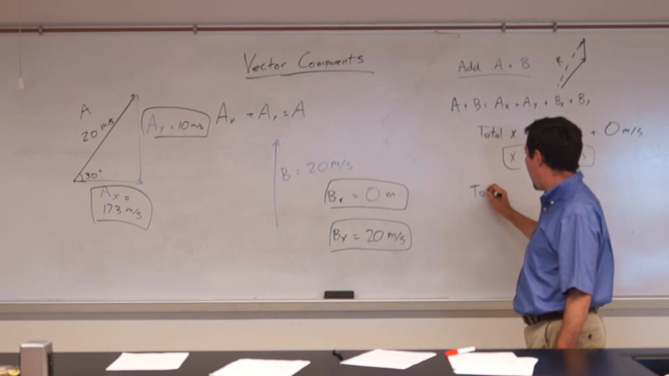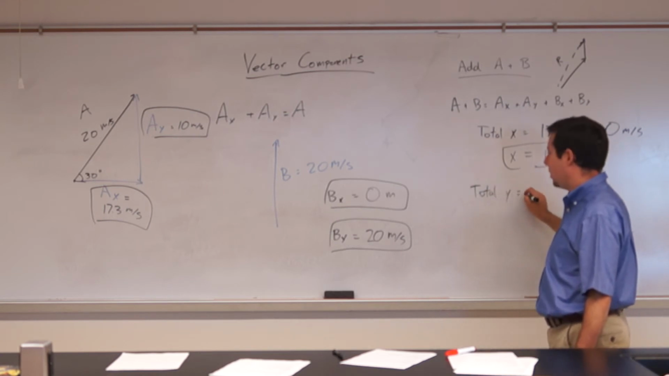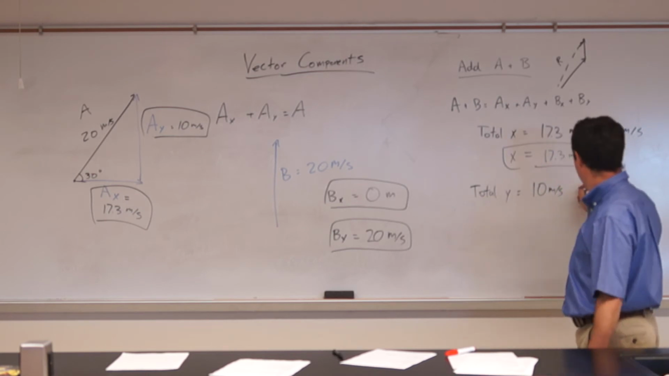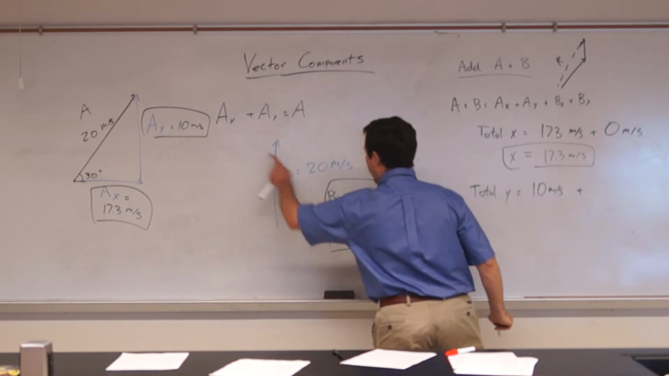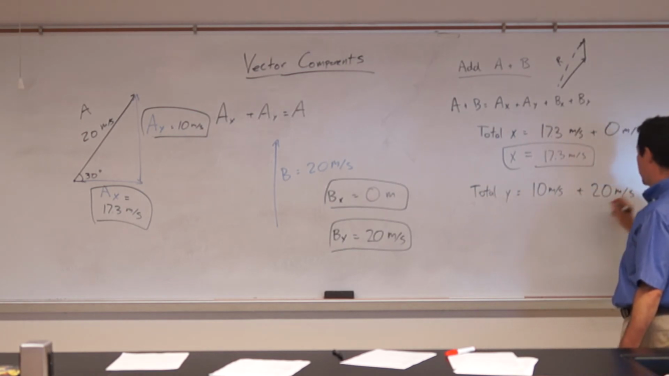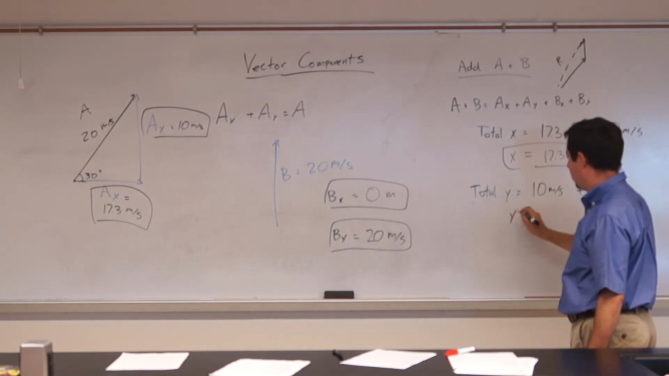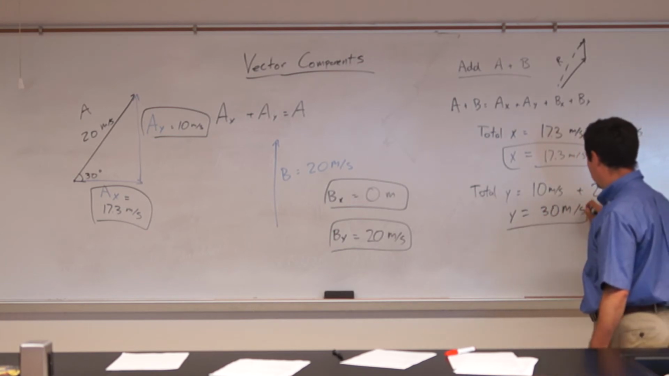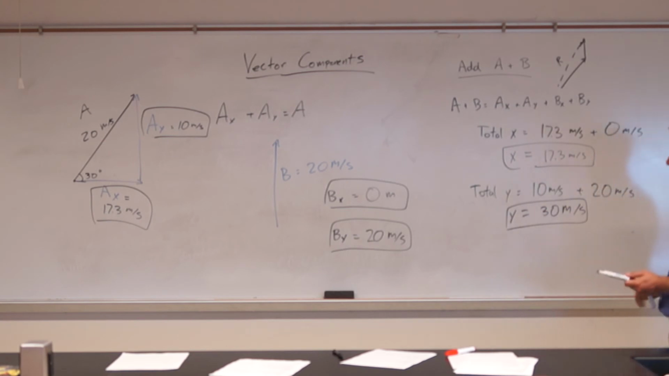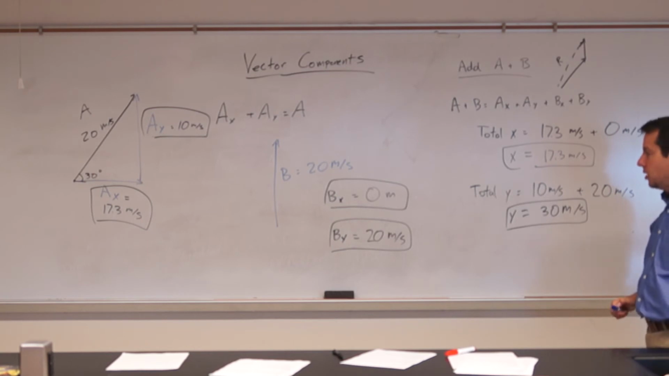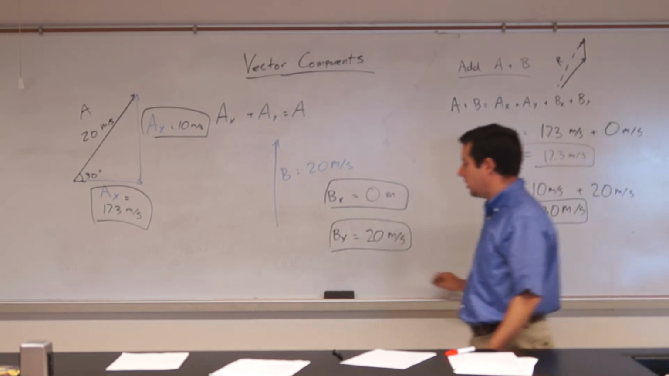And then the total y is going to be 10 meters per second, A sub y, plus B sub y, 20 meters per second. So the total y is 30 meters per second. So what does that give us? An x and a y. Still doesn't give us the length of the resultant, but we can find that pretty easily.